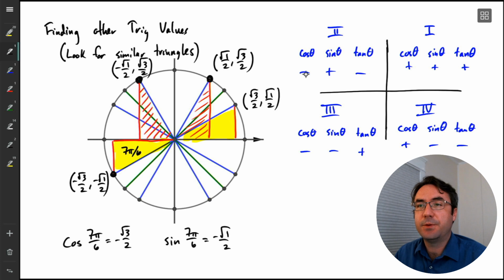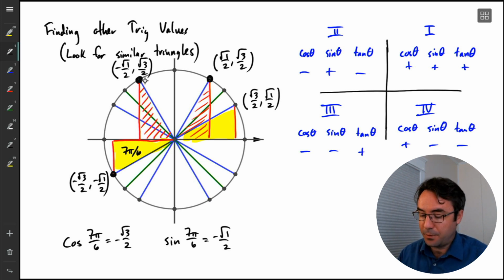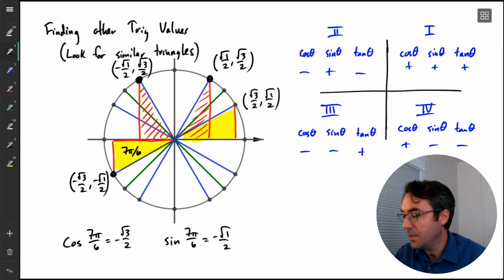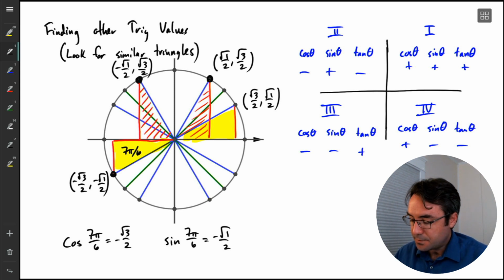So the cosine value, we keep it the same, but we just make it negative. And then we have our sine value, and it just stays the same. It stays positive, as it was in the first quadrant. All right, so this is just a way to help find trig values for points along the unit circle for the rest of it. All right, one other thing to note here.